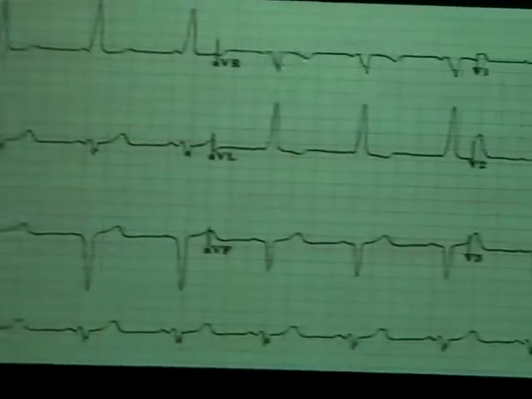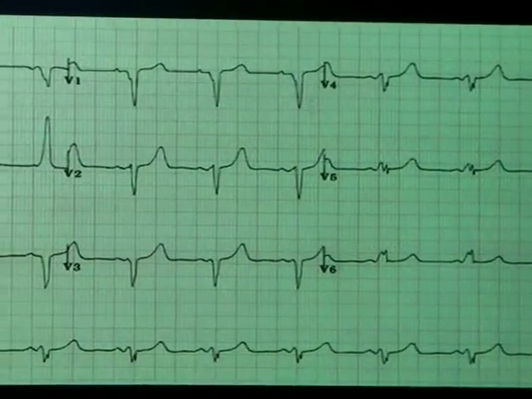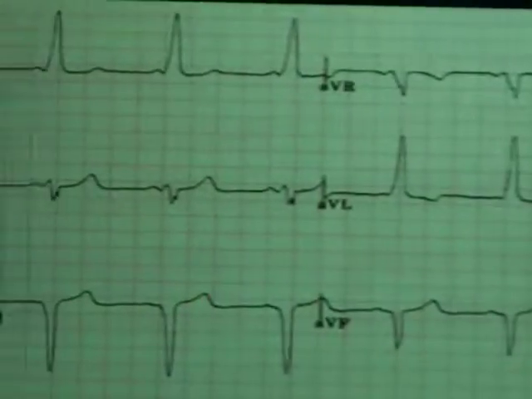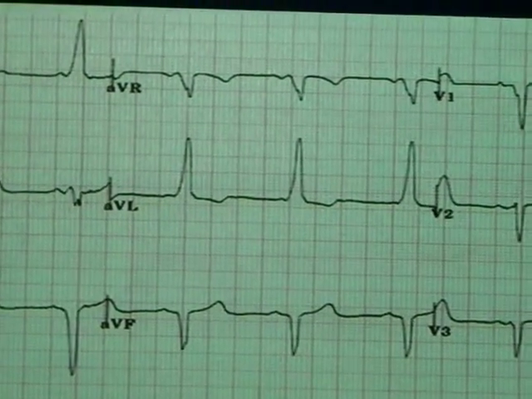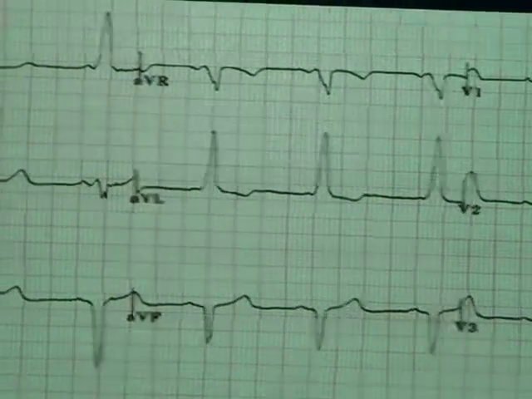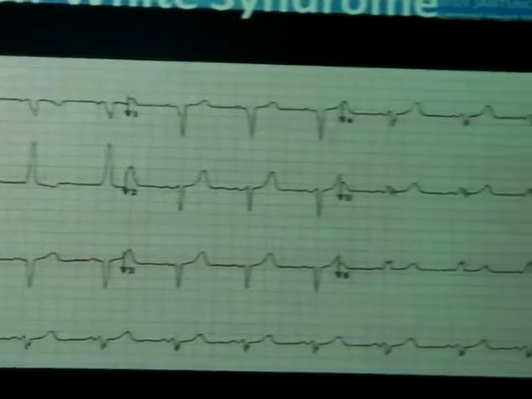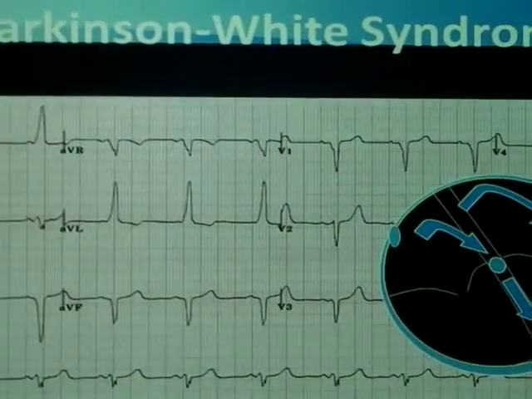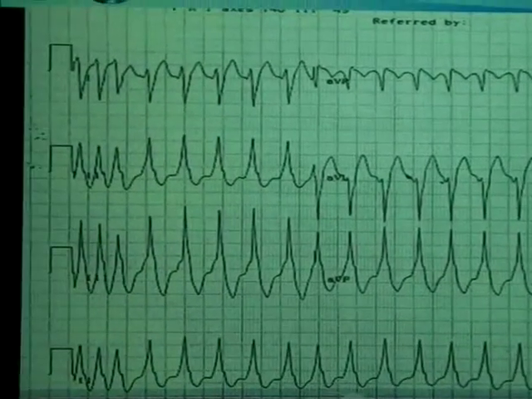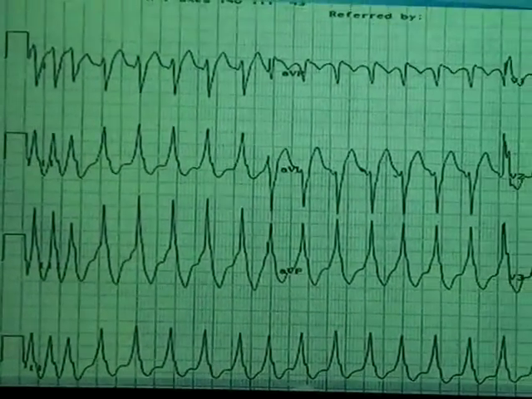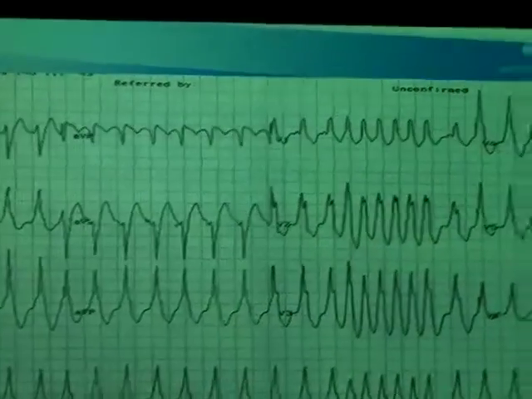So the diagnosis will be, if you can see that clearly, there is a delta wave, a short PR interval and delta wave. So this is a representation of Wolff-Parkinson-White syndrome, or an accessory pathway with pre-excitation. The patient had fast irregular beats because almost all of the electrical activities in the atrium bypassed the AV node and conducted down to the ventricle.